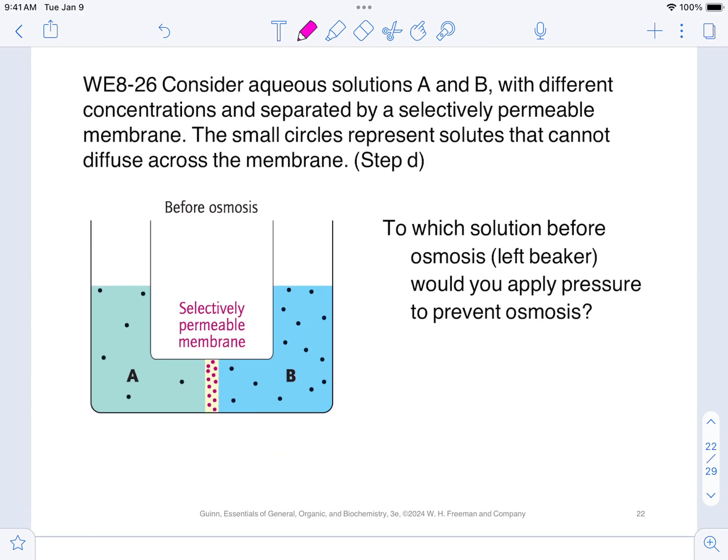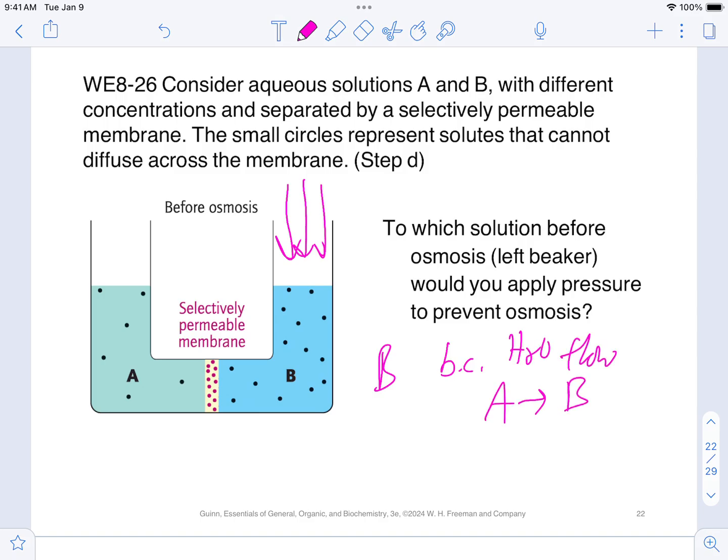And D says, to which solution before osmosis would you apply pressure to prevent osmosis? Remember, we are applying that to the hypertonic solution. So you would want to apply pressure here, on B, because the water flows from A to B. Whatever is your hypertonic, that's where you want to apply the pressure. And that would cause reverse osmosis, which would then make the flow go this way.